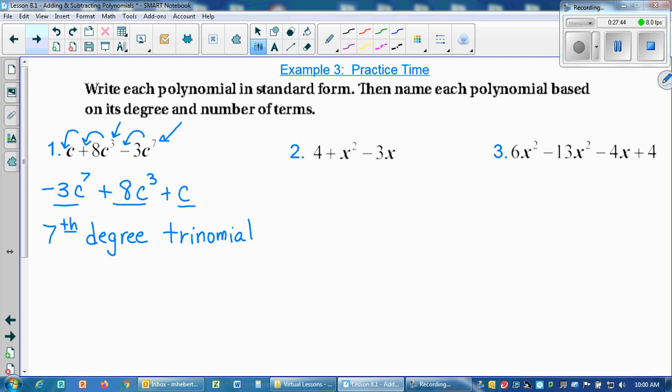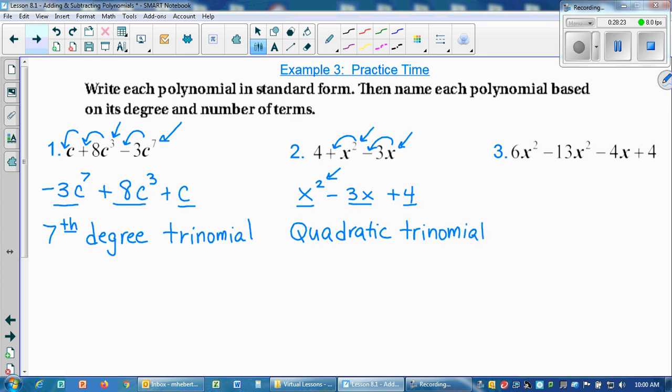For our second example, our highest degree that we see is 2. And we'll use the sign to the left of it, it means a positive x squared. Our next highest degree is 1, and we'll use the sign to the left of it, which means it's a minus 3x. And then we have our final one, which is a positive 4. Our highest degree is 2, which makes this a quadratic. And I have 1, 2, 3 terms, making it a trinomial.